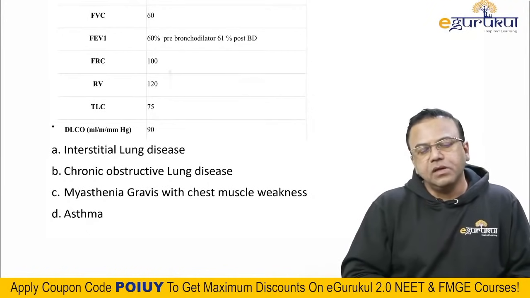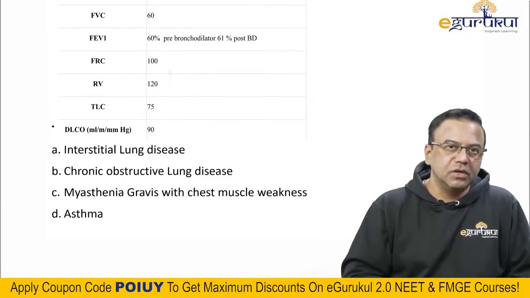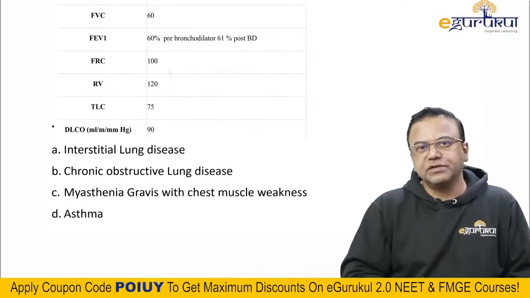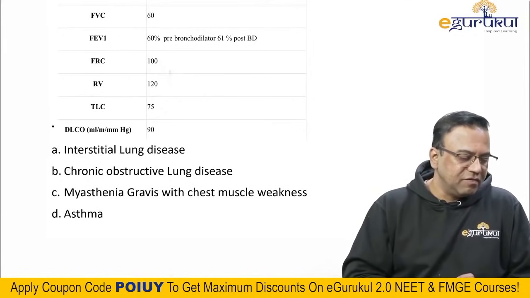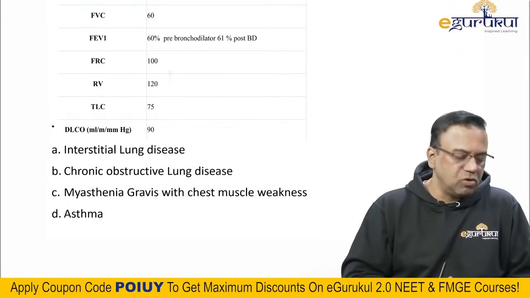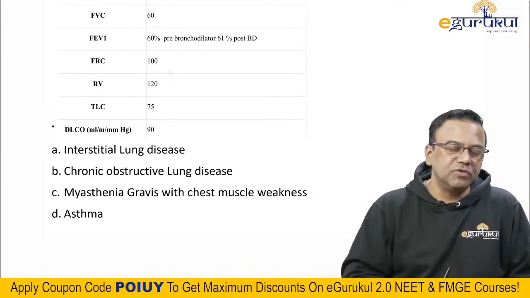This is a scenario where they're giving you a pulmonary function test and asking you what your diagnosis is. The interpretation of pulmonary function tests is very easy if you just know the basic concepts. We're looking at the FEV1, the FVC, the functional residual capacity, residual volume, and total lung capacity. Generally, in an exam, they'll not give you total lung capacity. If they do, the MCQ becomes very easy.